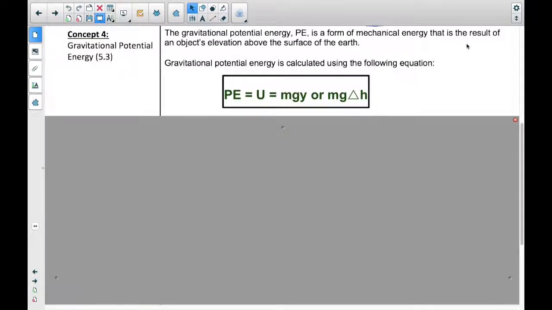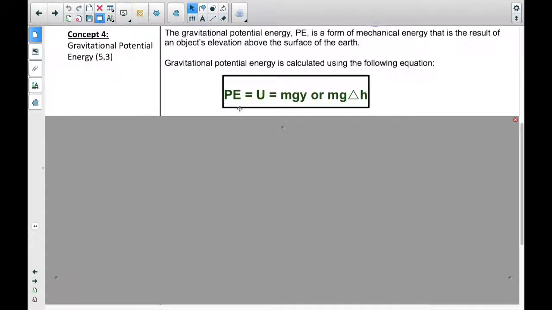The concept of gravitational potential energy is just that when you lift something up or when something is raised up, it gains energy. And it doesn't matter where you're lifting it up from and where you're measuring from. It's basically the change in the height or the change in the y direction that is giving it the energy.